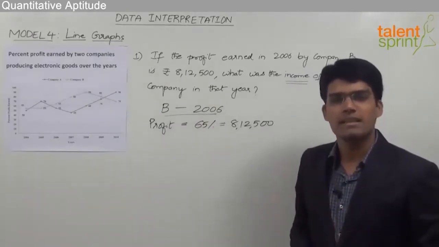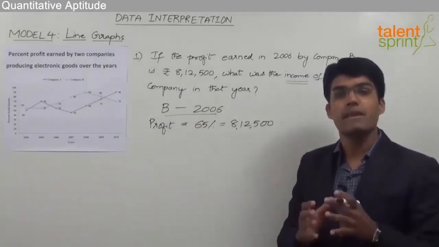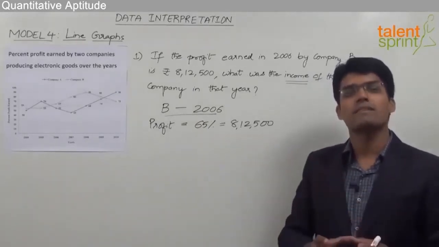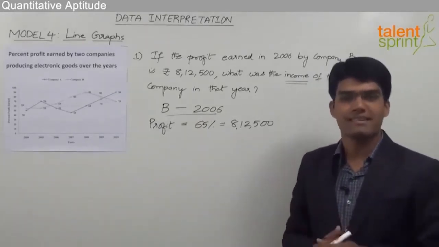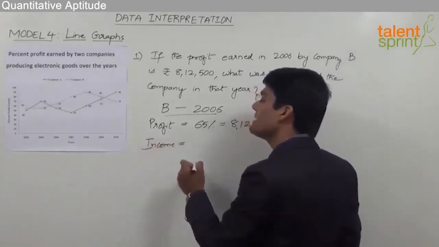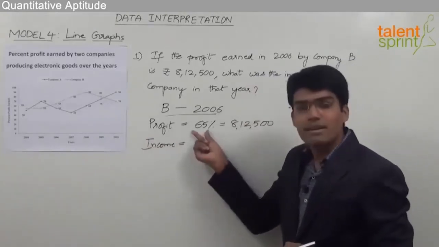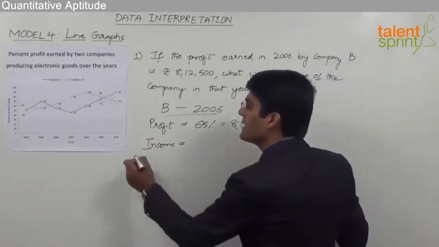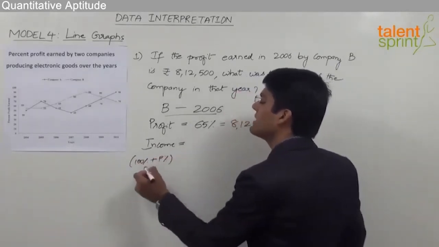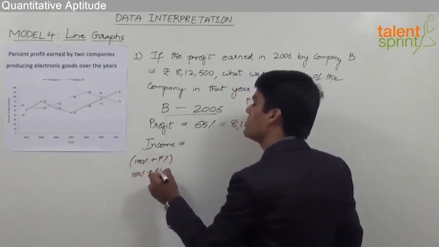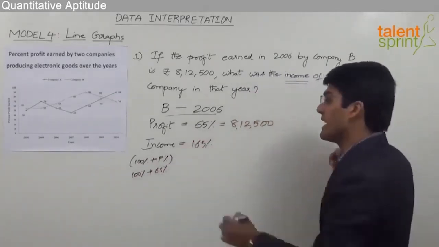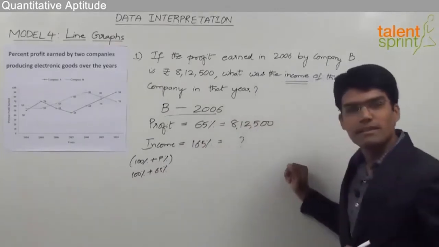We know that income is nothing but expenditure plus profit, and expenditure should always be taken as 100%. So income will be equal to 100% plus profit percent, as discussed earlier. Profit is nothing but 65% here. So income can be taken as 100% plus profit percent. This comes out to be 100 plus 65, which is equal to 165%. So we can say the total income is 165%, and this is what has to be calculated.